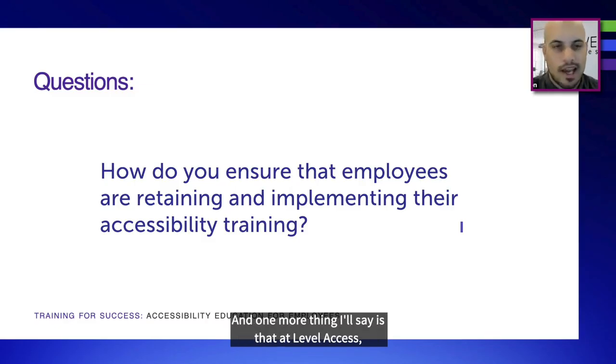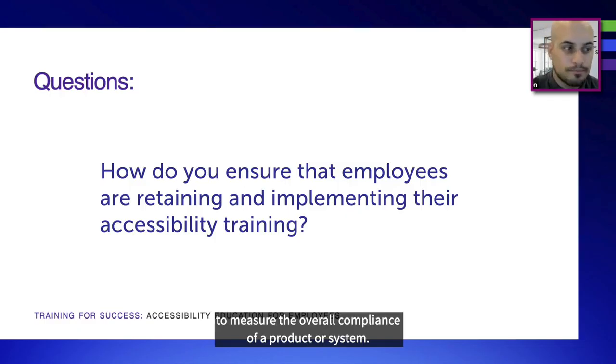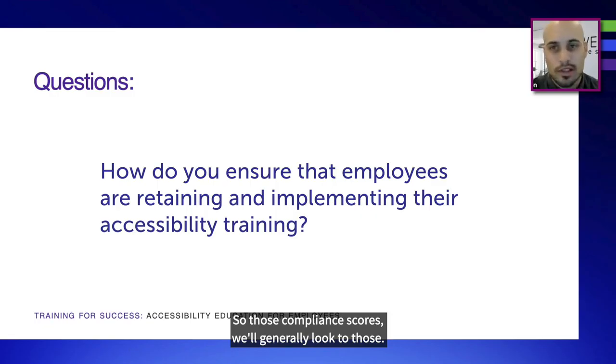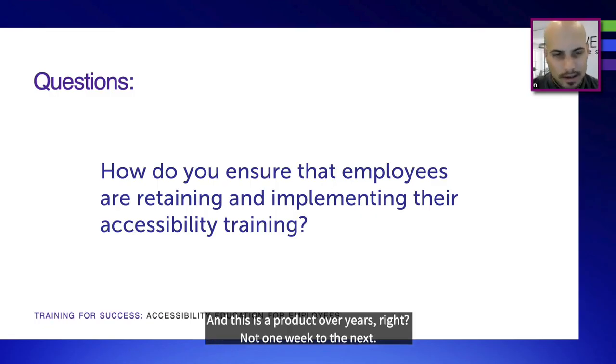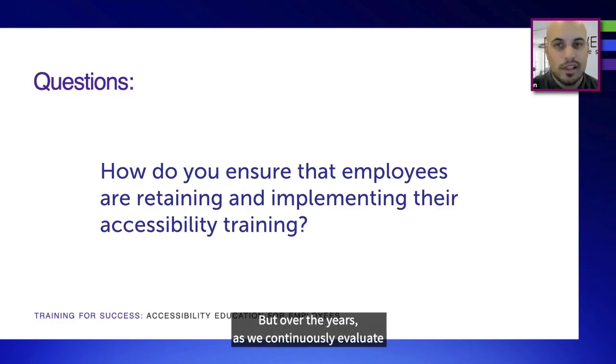And one more thing I'll say is that at Level Access, and with most third-party organizations that offer accessibility services, we can often use our accessibility management platform, also known as AMP, to measure the overall compliance of a product or a system. So those compliance scores, we'll generally look to those, and this is over years, right? Not one week to the next, but over years, as we continuously evaluate products against accessibility standards, we can often see where those improvements lie. Now, that's not going to only be a result of training.